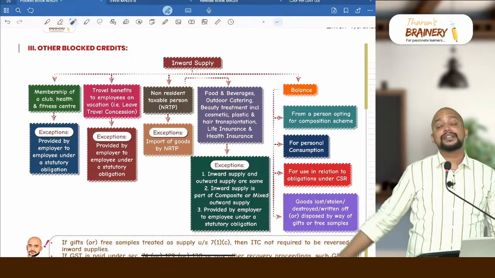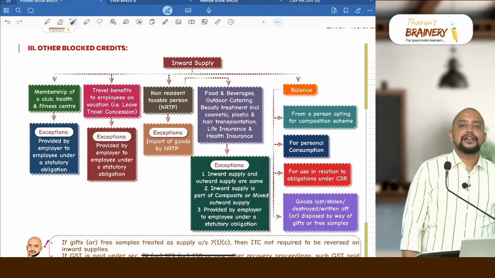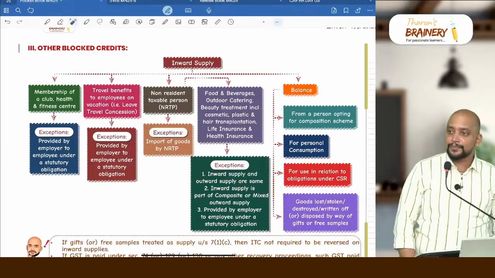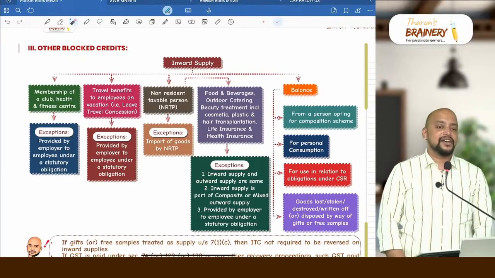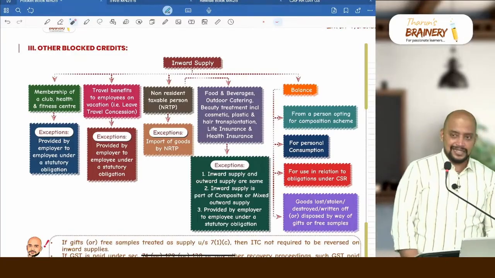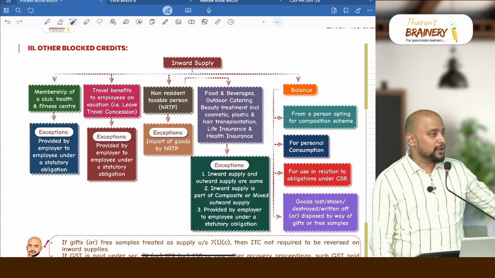And what if that person is not an employee? For example, a statutory auditor is sent on a vacation by the company, for which the company has incurred the travel expenditure. Can they take ITC? Yes, because a statutory auditor is not an employee of the company.